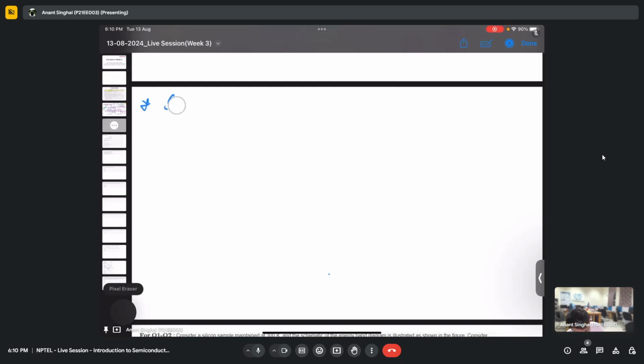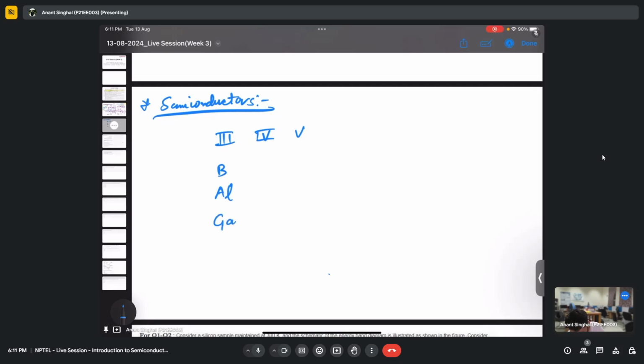Okay. So as I said, we'll be covering most of the motion of carriers part. Let me very quickly give you a brief overview of the semiconductors that you have already read in the theoretical lectures. If I make a periodic table kind of thing, for the third group we have boron, aluminium, and gallium. Similarly for the fourth group, we have carbon, silicon, and germanium. And for the fifth group, we have nitrogen, phosphorus, and arsenic. These are most of the groups that we are interested in.